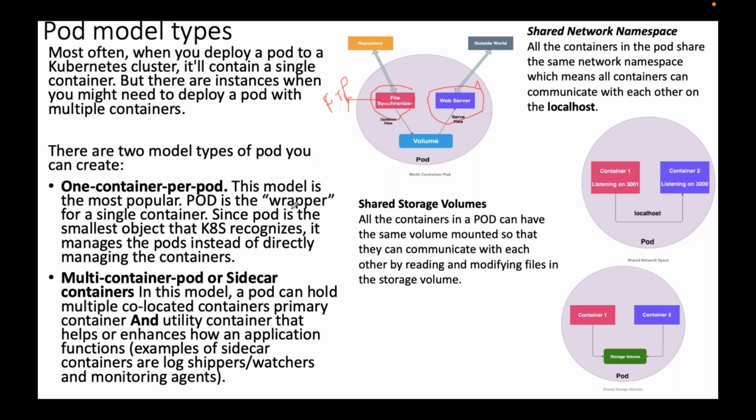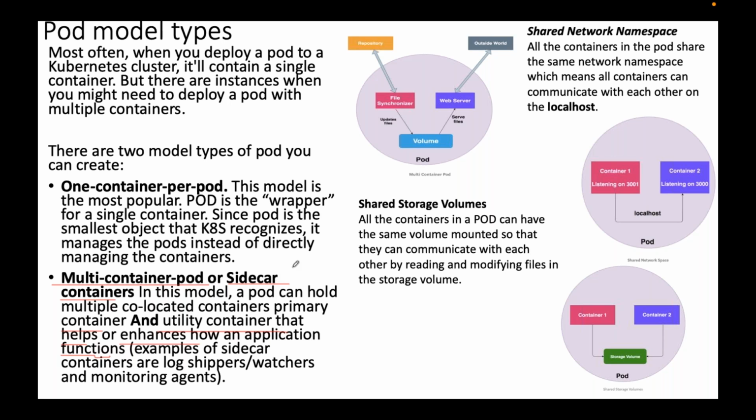So we will have some use cases. Multi-container pods or sidecar containers, we call it as. A pod can hold multiple containers, a primary container and utility container. That utility container, we call it as a helper container. Utility container that helps or enhances how the application functions. This helper container will help the main container. It will enhance how the application functions.